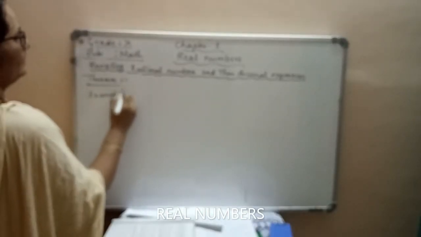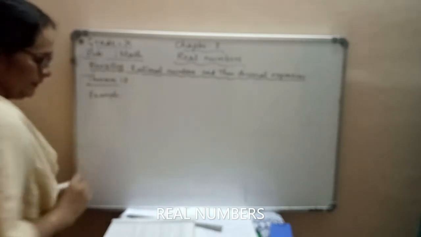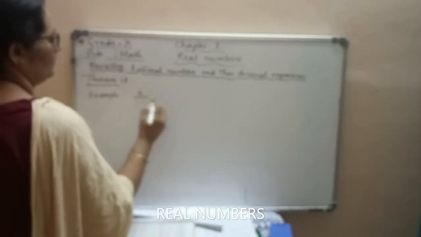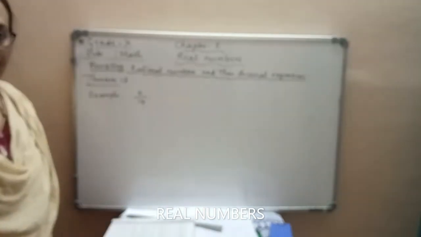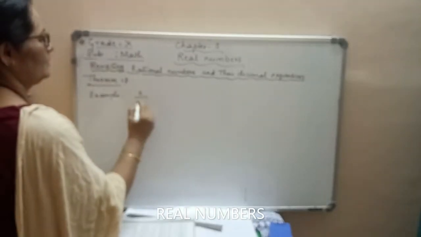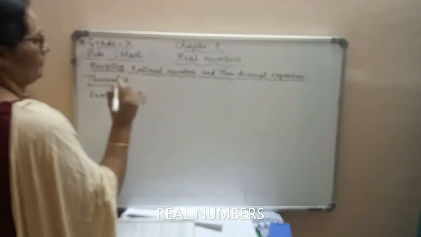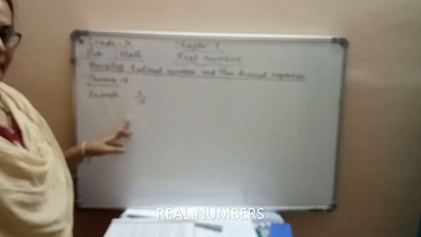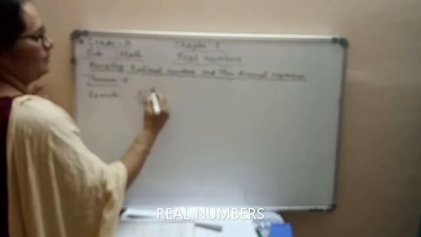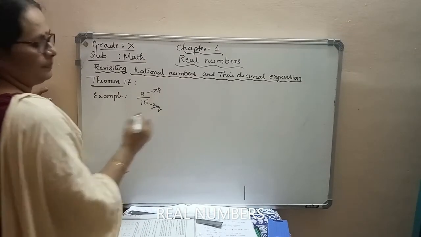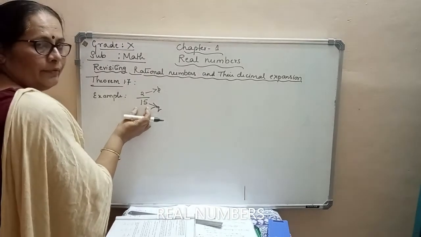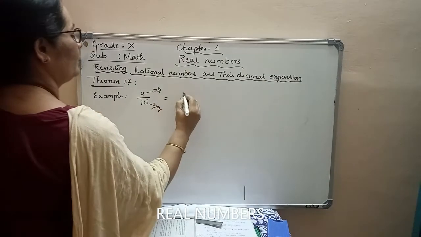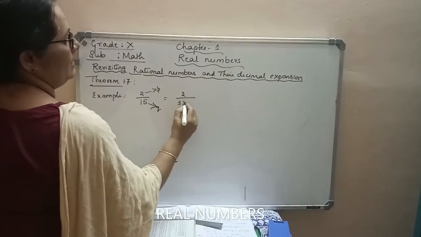Second example. We'll take 2 by 15. So this is p and this one is q. Now we have to write q in the form of 2 to the power n into 5 to the power m. So 15 is 3 into 5.